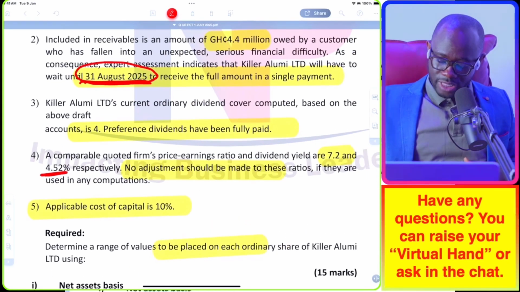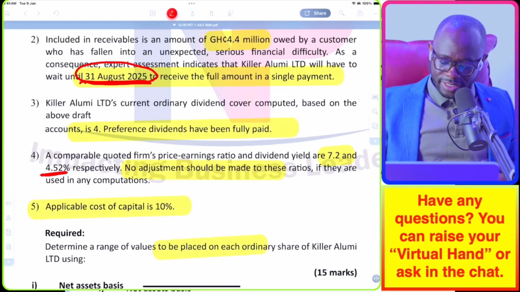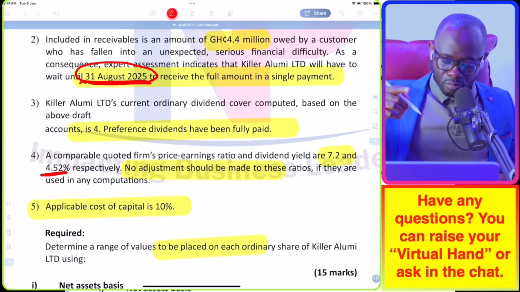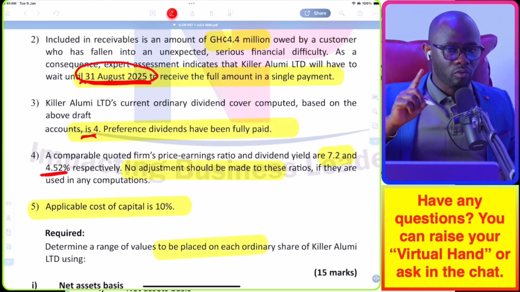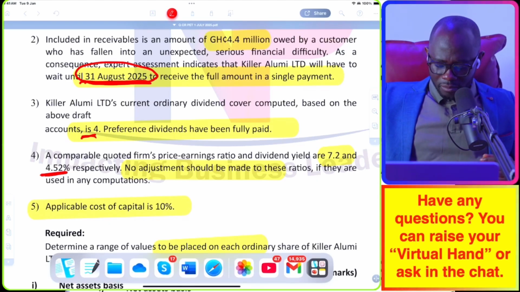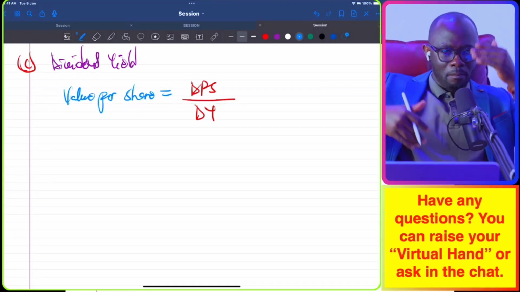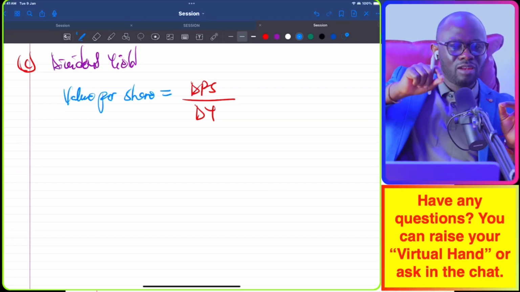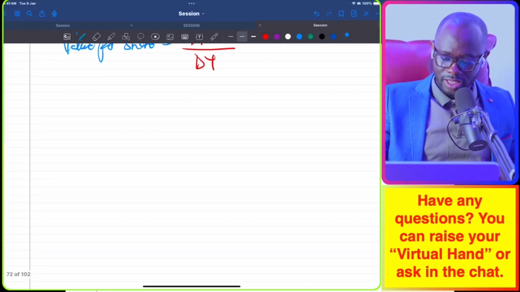So what's the clue? It says that, note 3, Killer Alumi's current ordinary dividend cover computed based on the above draft account is 4. Okay. So if I'm given dividend cover, I can work my way back to get the total dividend. Then I can get the dividend per share. So we're going to work backwards. So stay with me. Let's go.